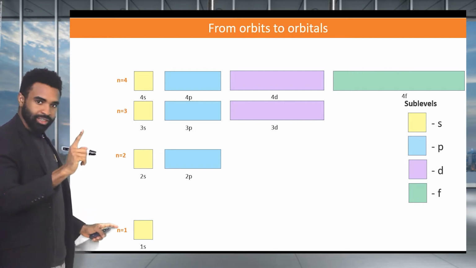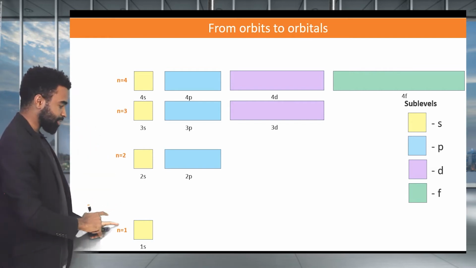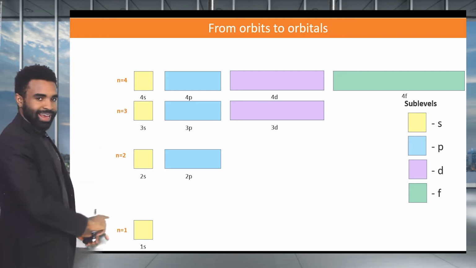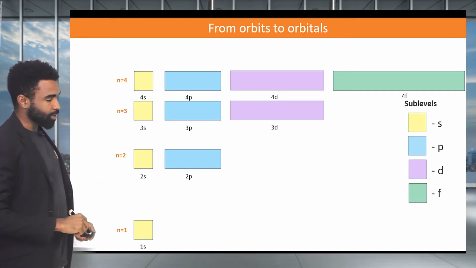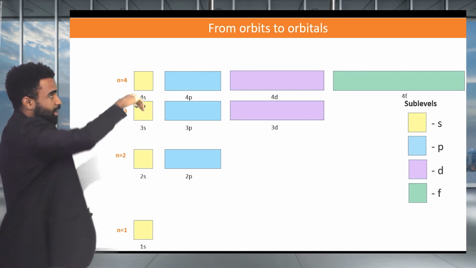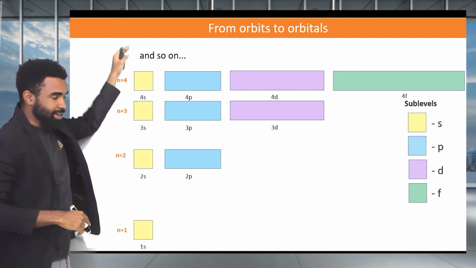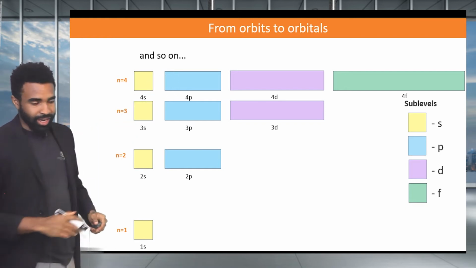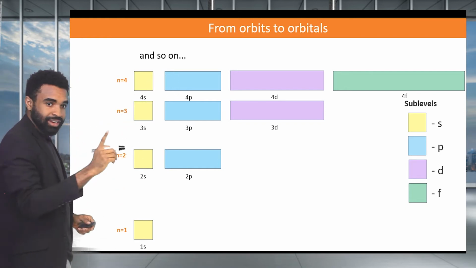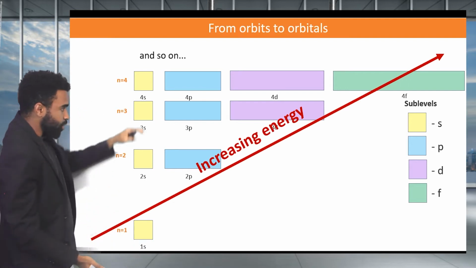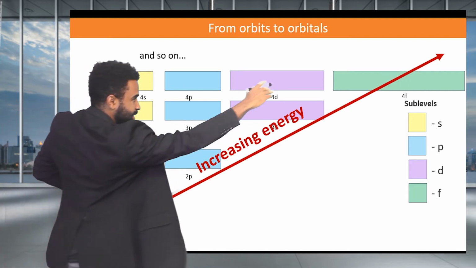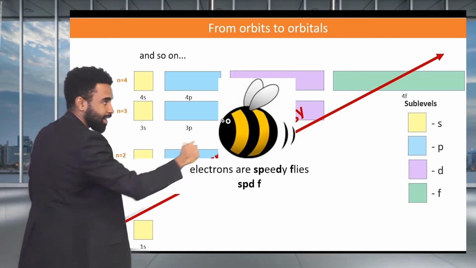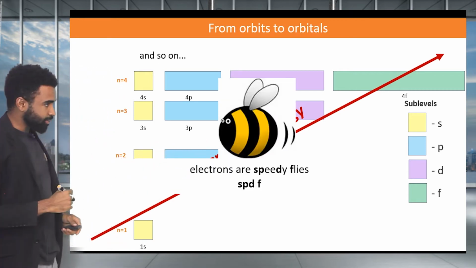When I say each energy level is made up of a bunch of sublevels, I really mean each energy level apart from the n equals 1, because n equals 1 just has one sublevel. We know that it keeps going on, 5, 6, 7, and G, H, I, or F, G, H, I. The important thing is that the energy does not only increase as we go 1, 2, 3, 4, it also increases s, p, d, f. We can remember that order by thinking electrons are speedy flies, SPDF.